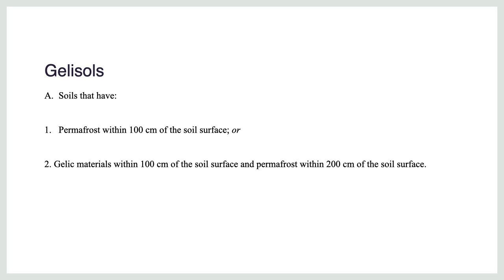So if you present morphological evidence of cryoturbation, it's called gelic materials. So if you have some morphological evidence of cryoturbation in the first 1 meter, and the permafrost can be found up to the first 2 meters below the soil surface, so yes, you also can call that soil a Gelisol. So you need to fit one of these two options to classify a soil as a Gelisol.